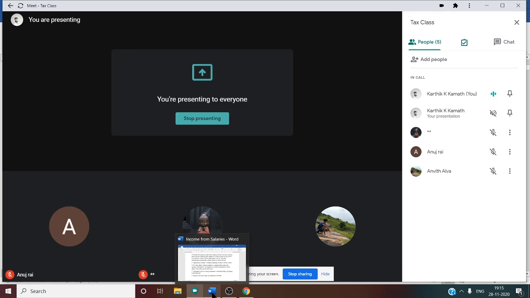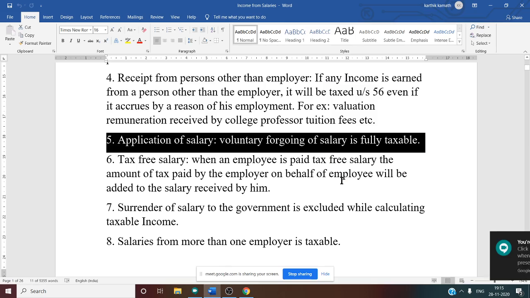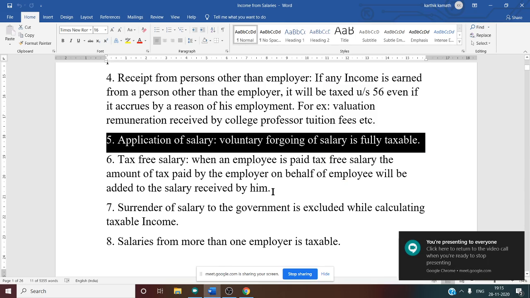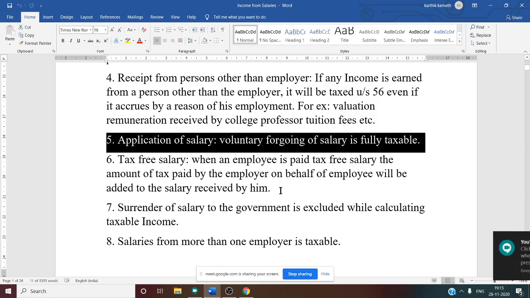Even though you are receiving salary, if you say that you don't want the salary and that it should be given to someone else, in that case also it is fully taxable, because the salary is drawn in the name of that person. That is why application of salary is also taxable.